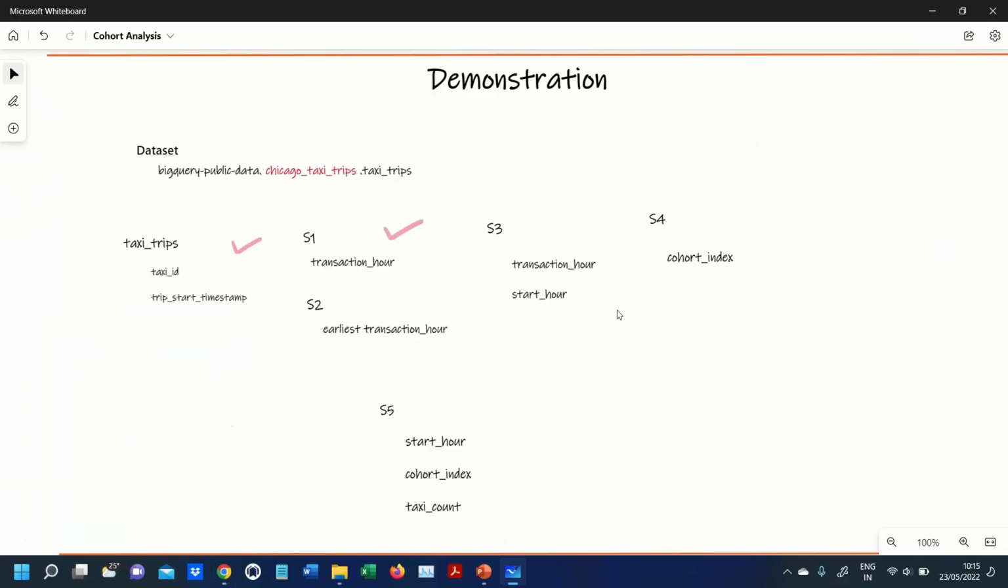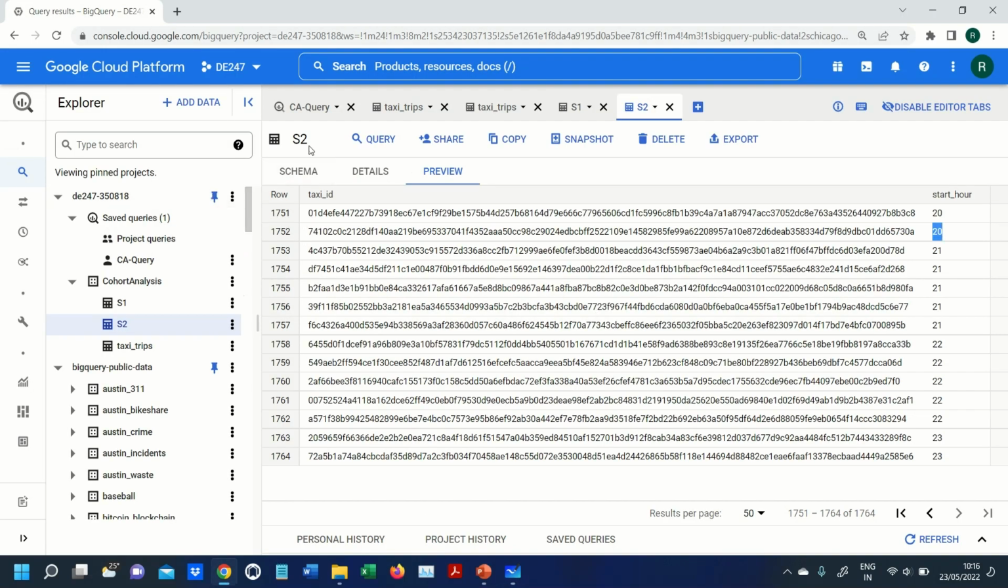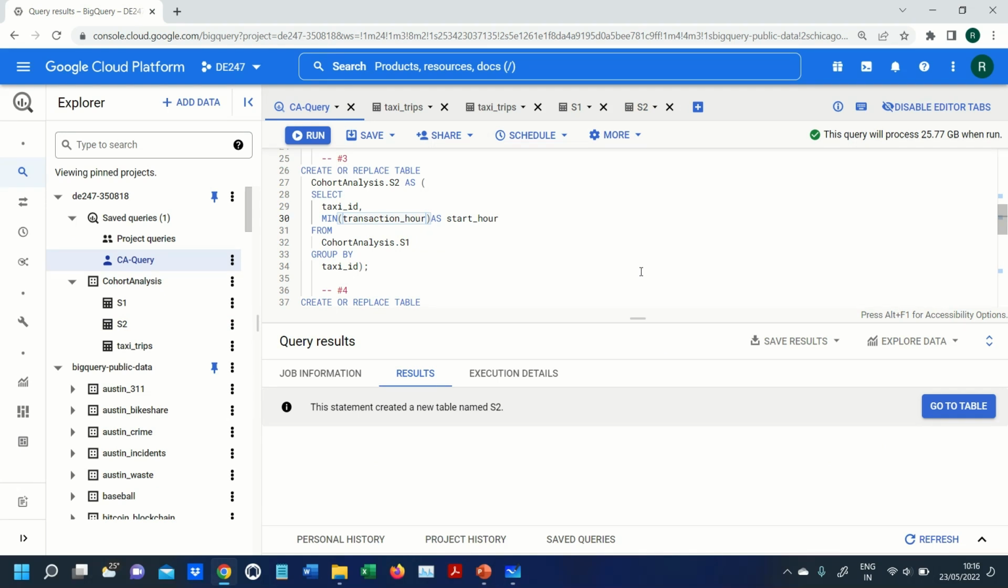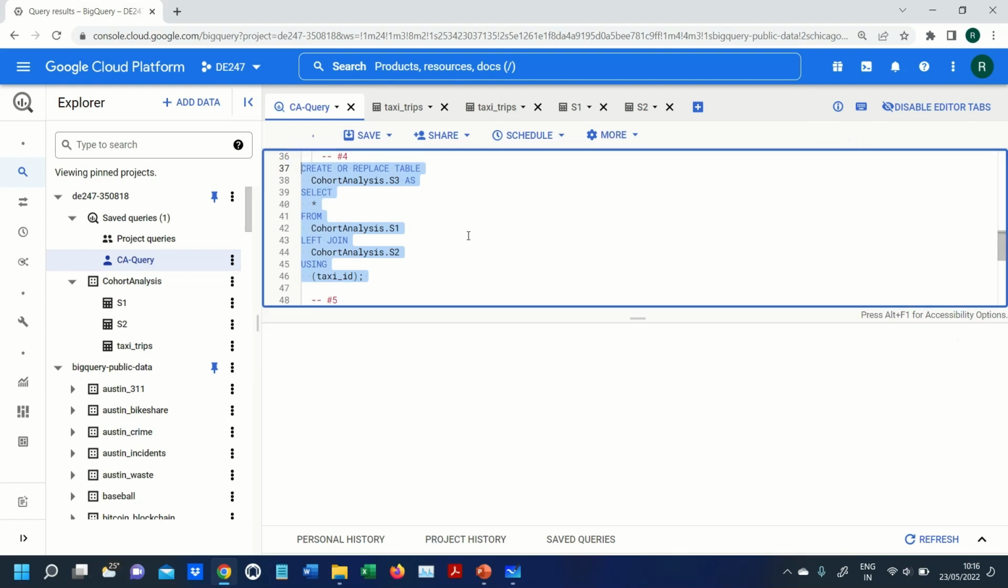Now we got these two. I got the transaction hour, and here I got the earliest transaction hour for each taxi. By joining these two, we are going to get the start hour and the transaction hour for each transaction that happened on that day for each taxi, and that is the 19,000 records. Let me join these two and create one more staging table, left joining by taxi ID.